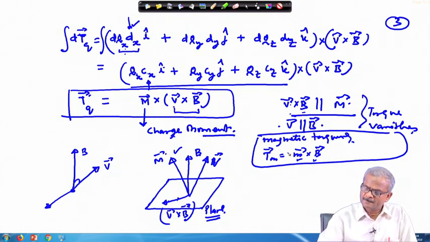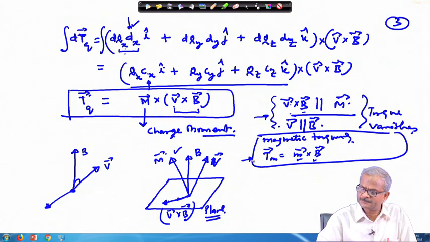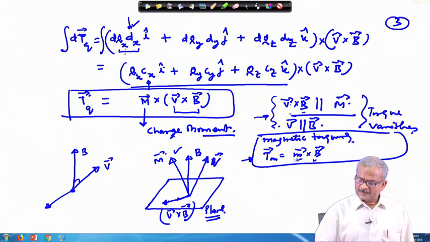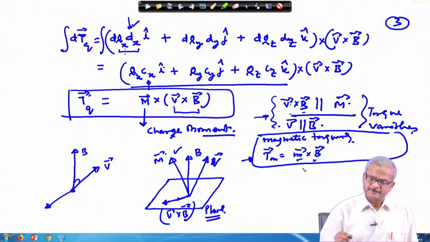make it more constrained. Okay. Here in this case this becomes more constrained as compared to the magnetic one.